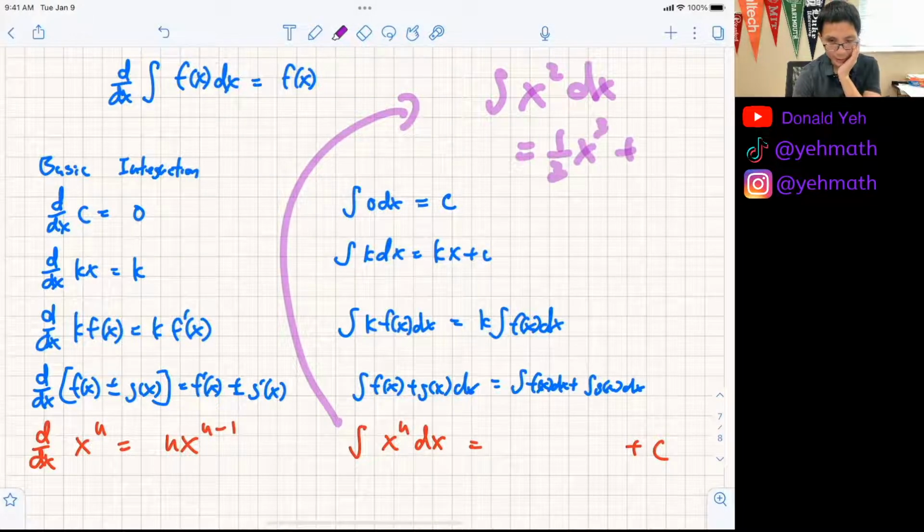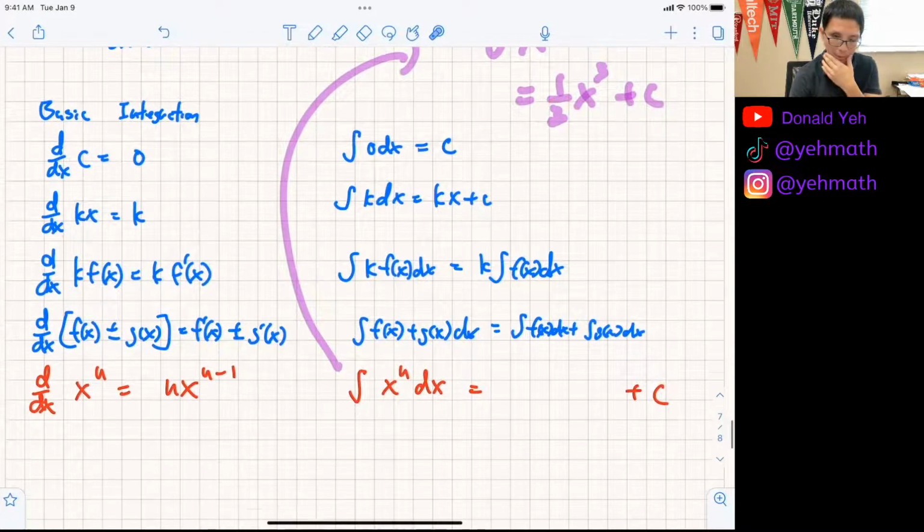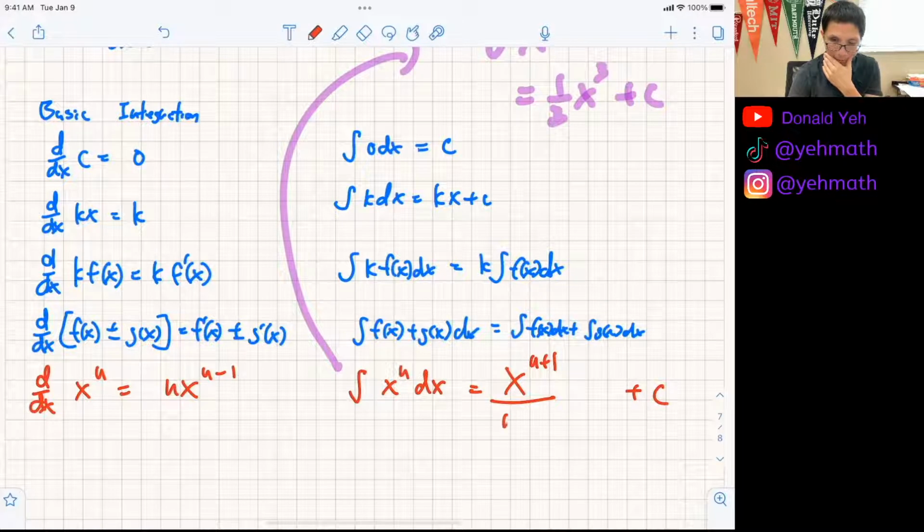x cubed plus c. Now, do you see this 2 is going to add 1, and this denominator is going to add 1 too. So it'll be x to the n plus 1 over n plus 1.